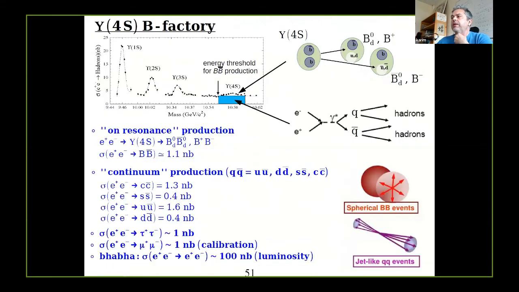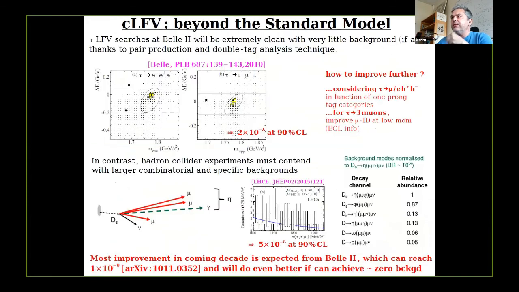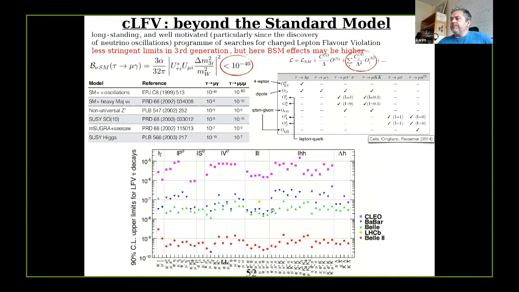Okay, so in the last slide I was just mentioning that this tau to 3 muons case is very challenging in the LHCb environment, so it means that we will have to work hard in Belle II, as the community is expecting us to deliver results in the tau sector also.